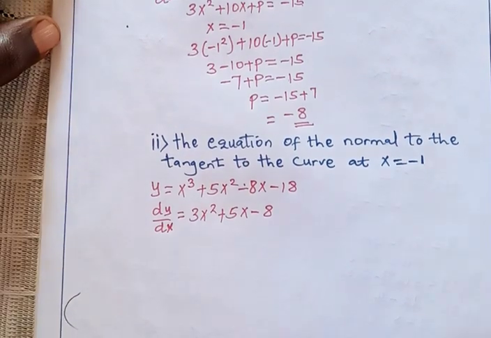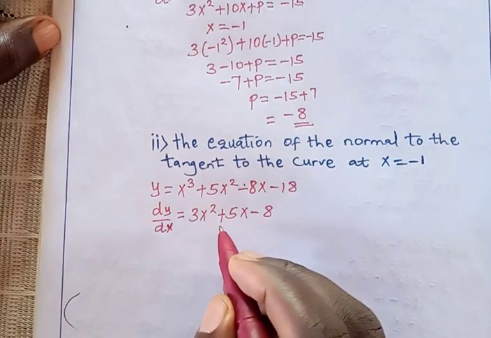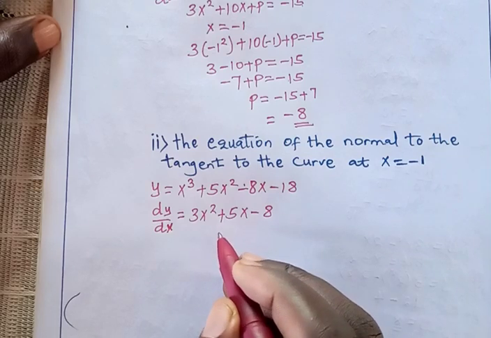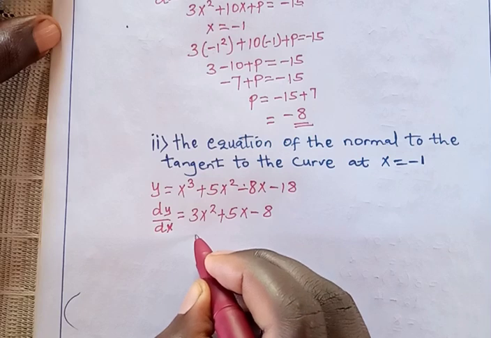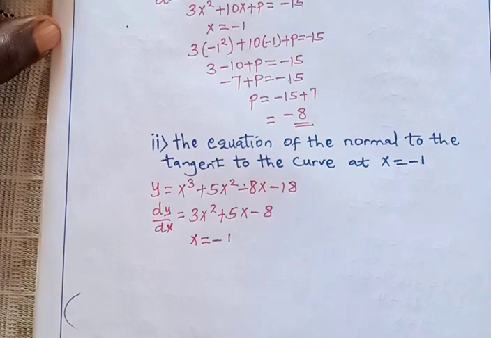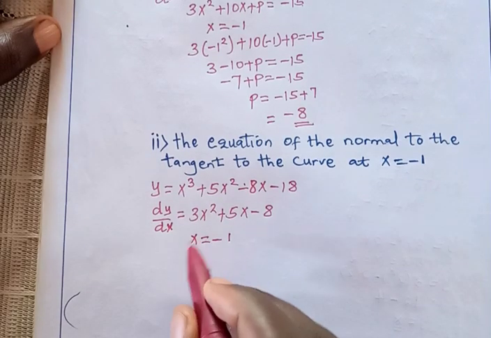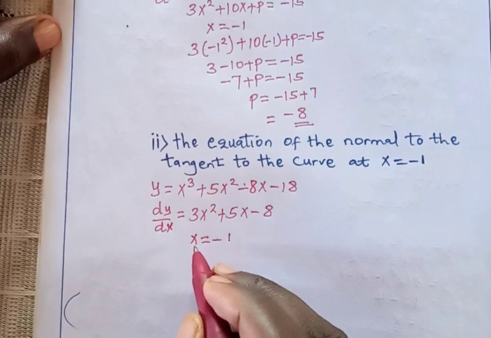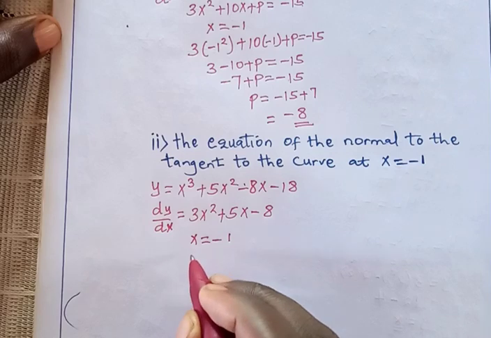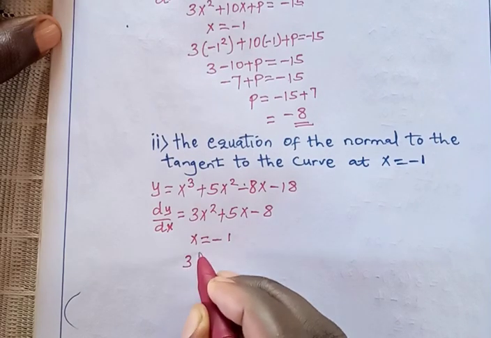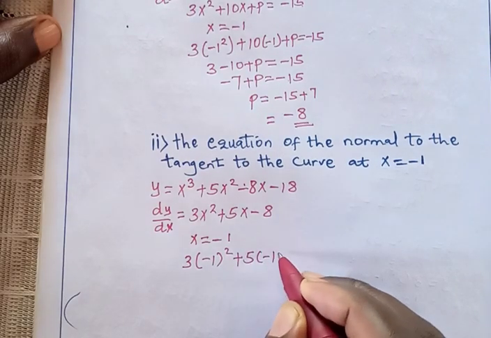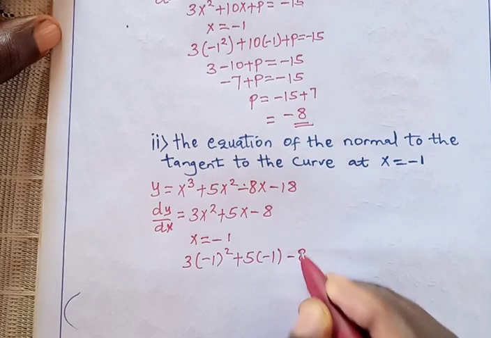Now, for us to be able to get the gradient at negative 1, we are going to say that the value of x is going to be negative 1 from the question. Now, at this point, the gradient is going to be, where we see x, we replace that with negative 1. So we are going to have 3 into negative 1 squared plus 5 into negative 1, and then minus 8.